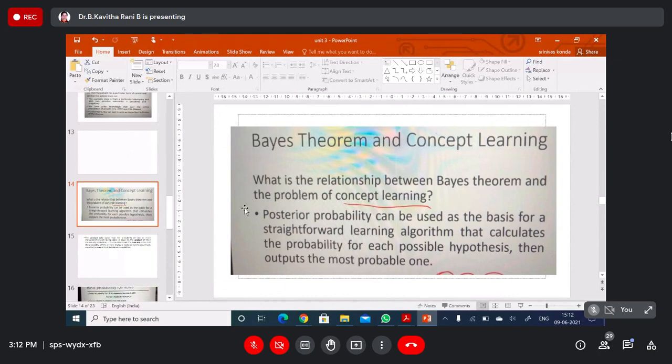So here, what is the relation between Bayes theorem and the problem of concept learning? Why are we using Bayes theorem here with concept learning? Let's see how they are related to each other. Concept learning, as I told you, means making the machine learn with some concepts which we provide to it, providing the training examples so that it can generalize well on unseen data.